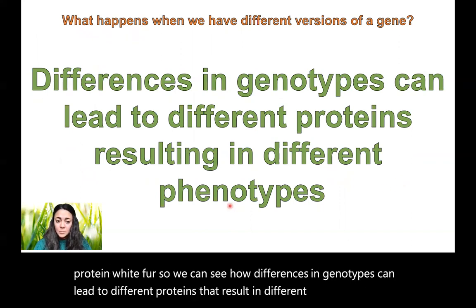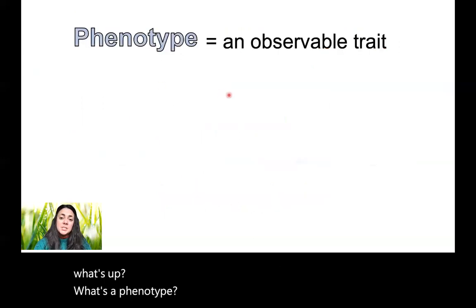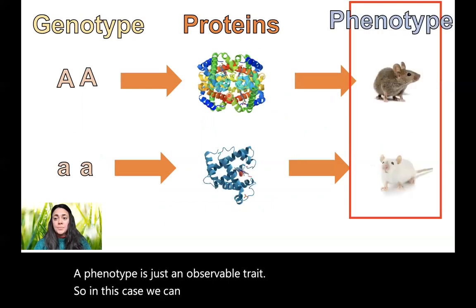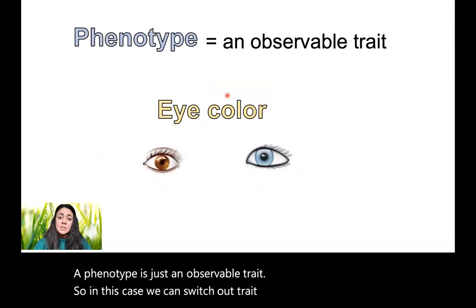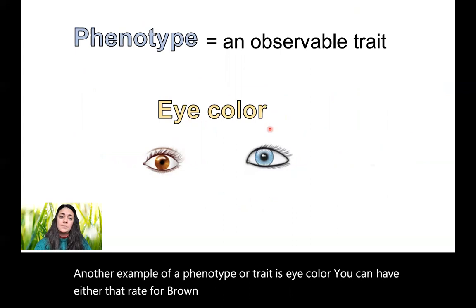But wait, what's a phenotype? A phenotype is just an observable trait. So in this case, we can switch out trait for phenotype. Another example of a phenotype or trait is eye color. You can have either the trait for brown eyes or blue eyes.